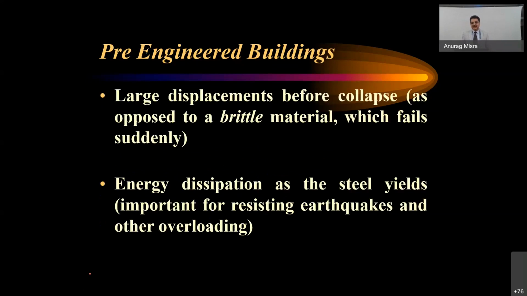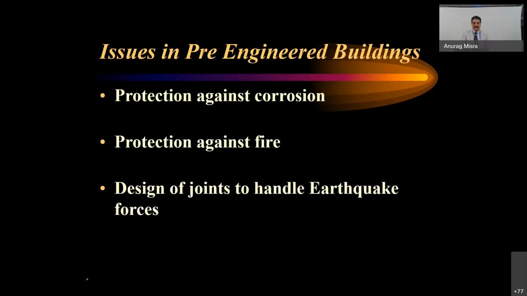Typical steel buildings would allow large displacements before collapse, and that is actually giving a kind of mechanism which is working very well towards the energy dissipation and would be quite helpful in structures in regions like earthquake regions. Now, what are the issues when you are going in pre-engineered buildings?